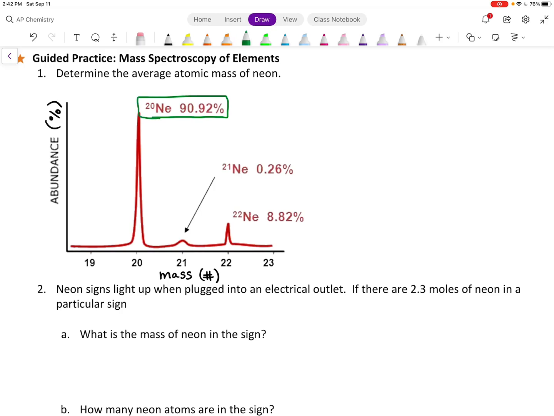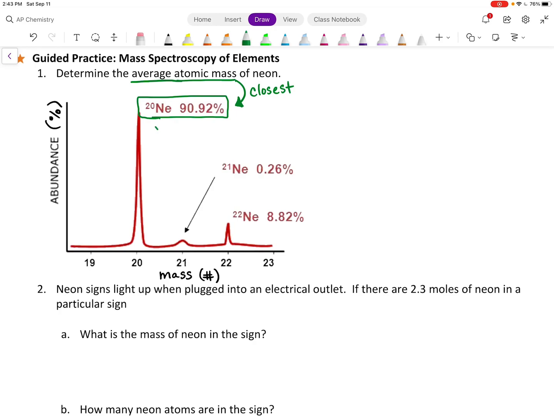So we would expect that in this particular case, whatever our average atomic mass is going to be closest, right? So the average atomic mass is going to be closest to 20, okay? So closest to this because it's the most abundant. Now we can't just find a normal average like we would with equal proportions. We actually have to take these proportions. So that's what we have to do.